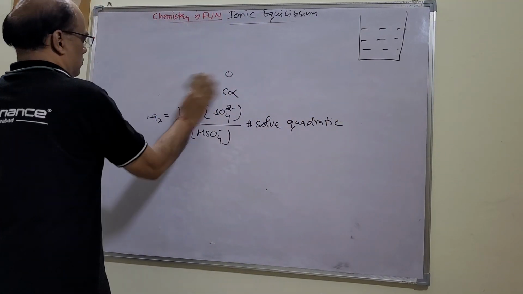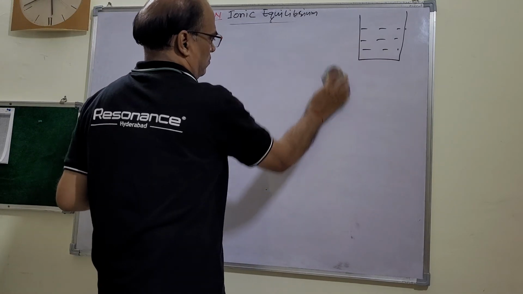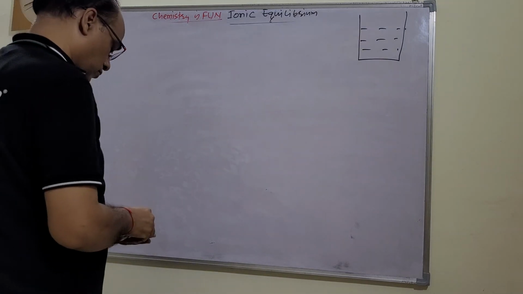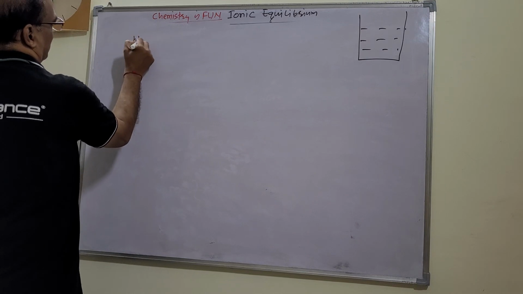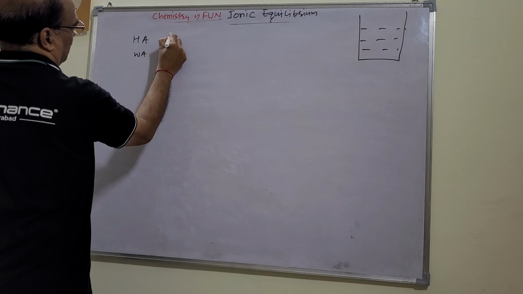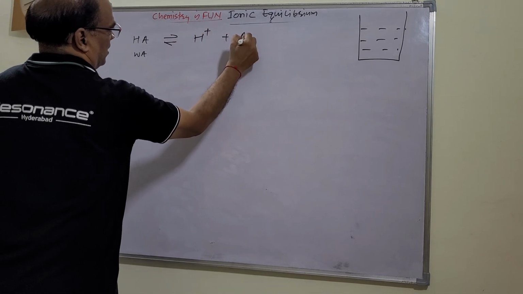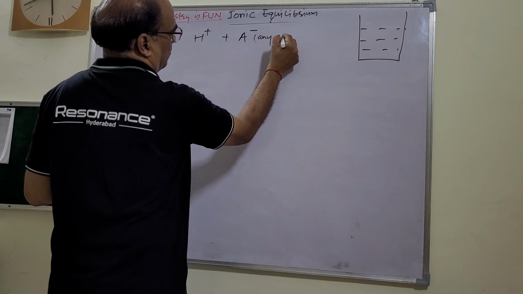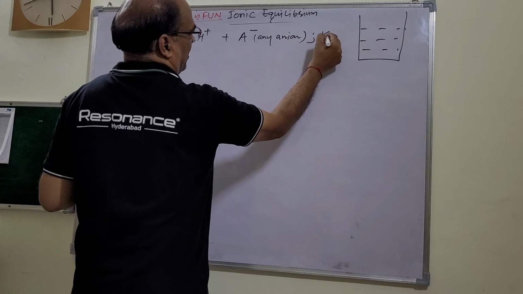Now, there is no problem with HCl, HBr, all will be 100% ionized, so no issue. Now consider weak acids. We can take the general expression HA, any weak acid. It will ionize partially, so the equilibrium sign is a must. A minus is any anion.